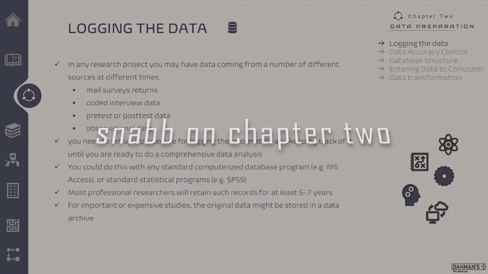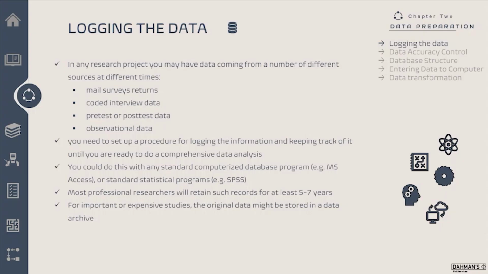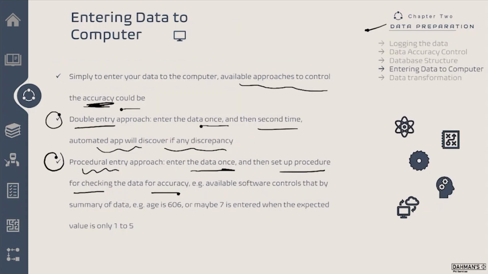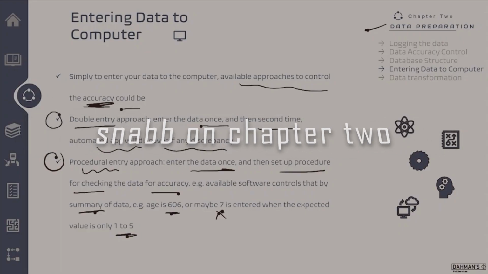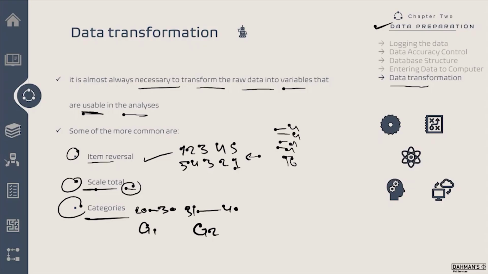Now, basically, logging of the data doesn't require any technical knowledge, but rather it's a kind of organization mechanism while you are building up your research. In any research project, you may have data coming from a number of different sources. Software can control that by a summary of the data. Let's say you have entered age as 606, or maybe you set number 7 when you expect the value to be between 1 and 5. So 7 isn't a valid value. These are very important when you transform the data.